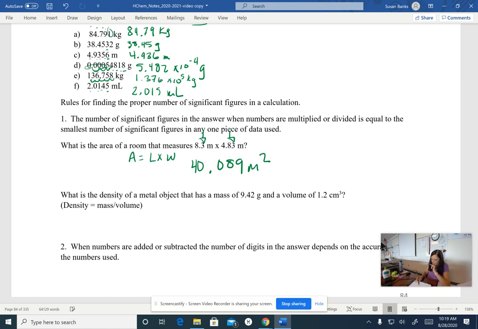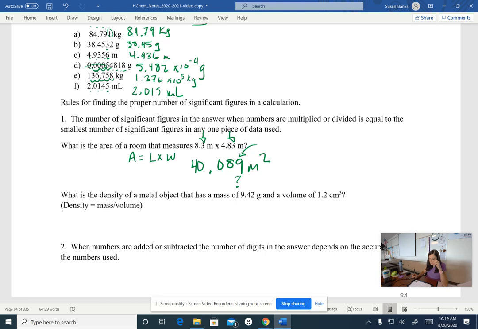Okay? Now remember, this number only went to the 10th, and this number only went to the 100th. Do I really know the area, therefore, to the 1000th? Do I really know it that well? Remember, these last digits are estimates. So when we do multiplication, we know we aren't going to know this to that degree of specificity.